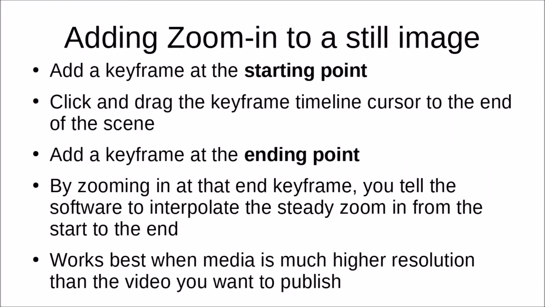This, by the way, works best when media resolution is much higher than the video you want to publish. So if you're publishing something for Zoom, which is 1080p resolution, then you want to use something that has a much higher number of pixels vertically. And indeed, these slides have, let's see, no, that's not it. I've forgotten the number, but it's huge. It's a lot bigger than 1,080. We may actually see it here in a moment.